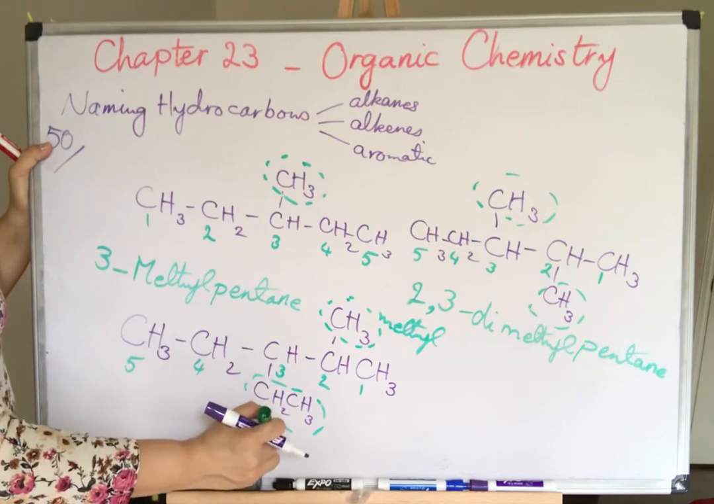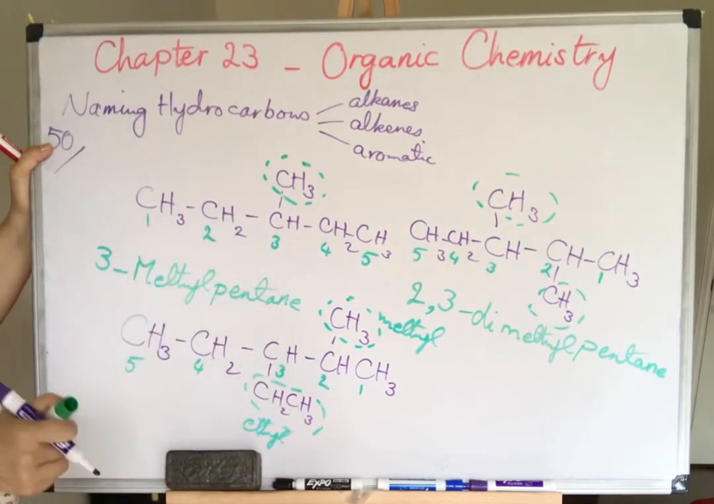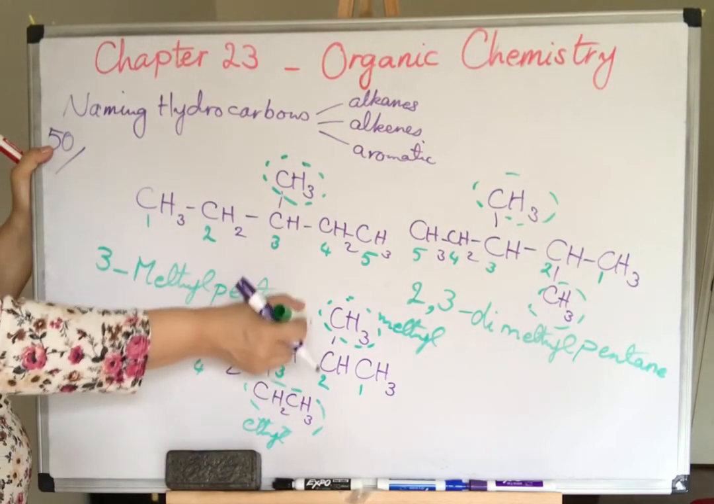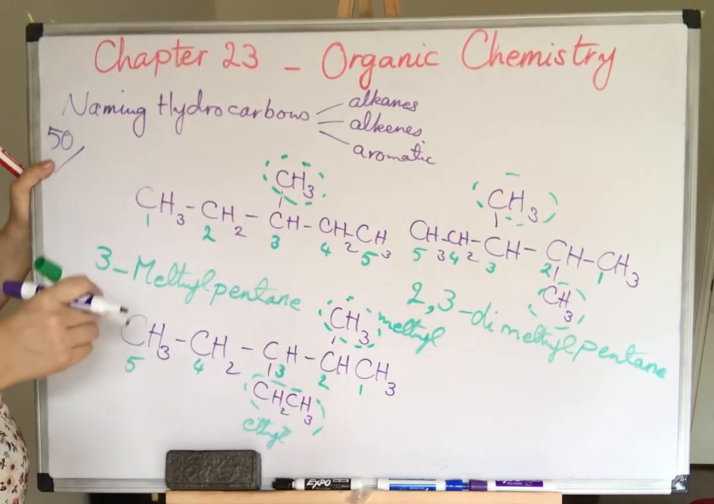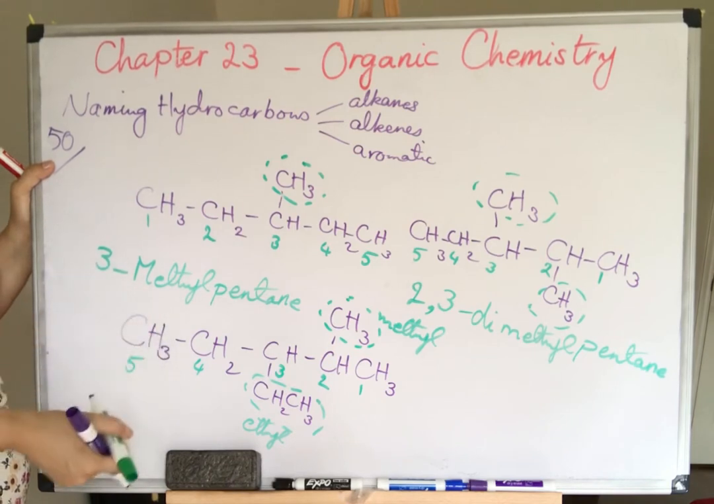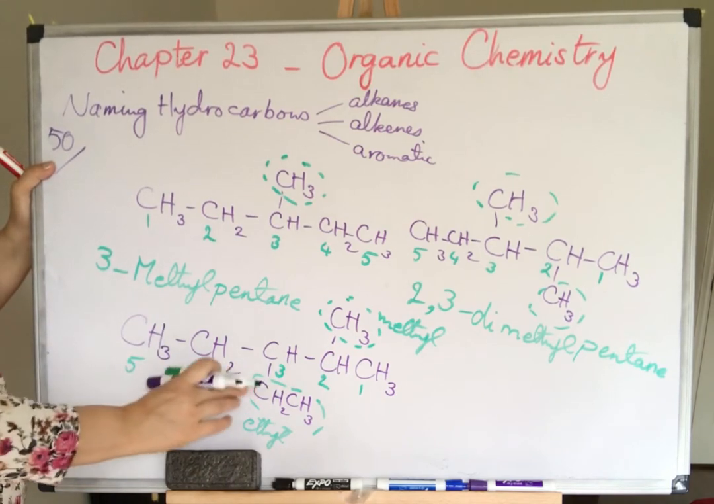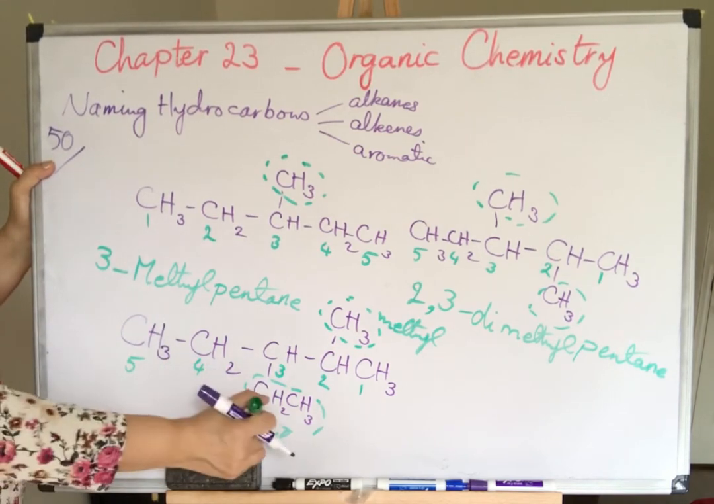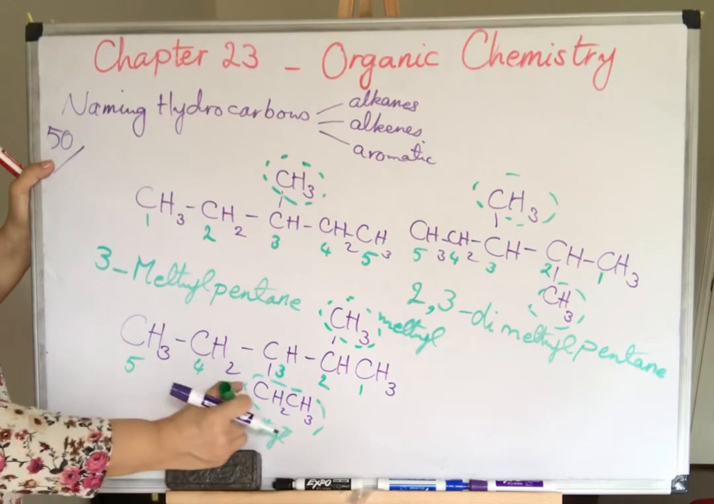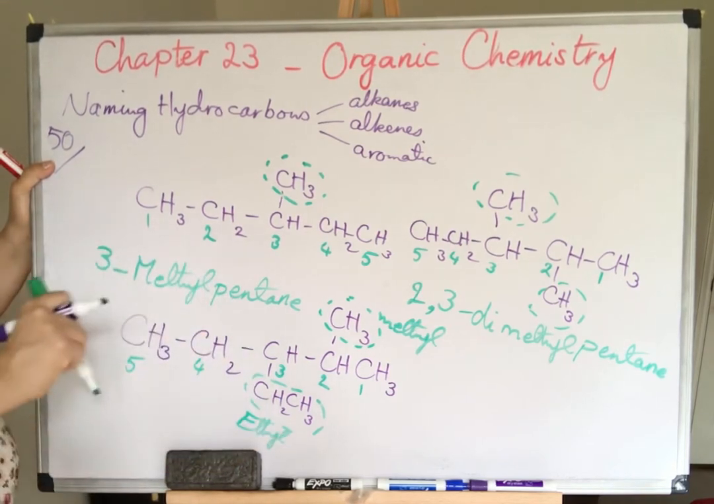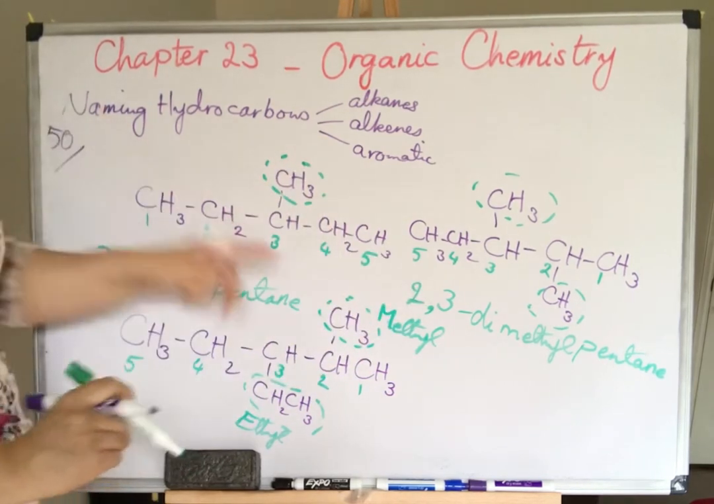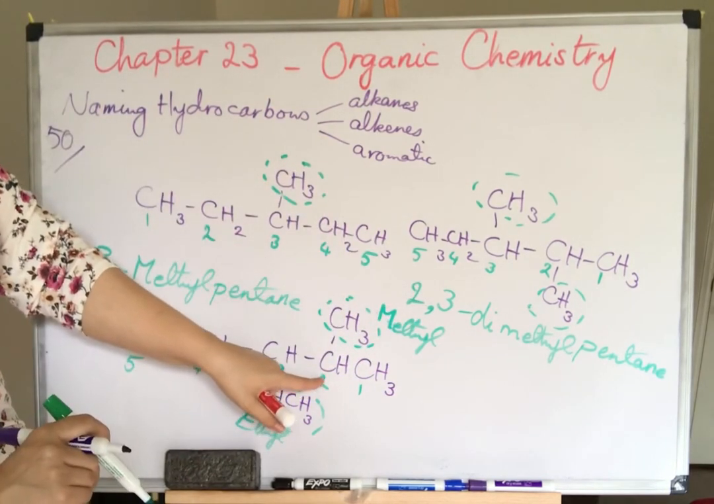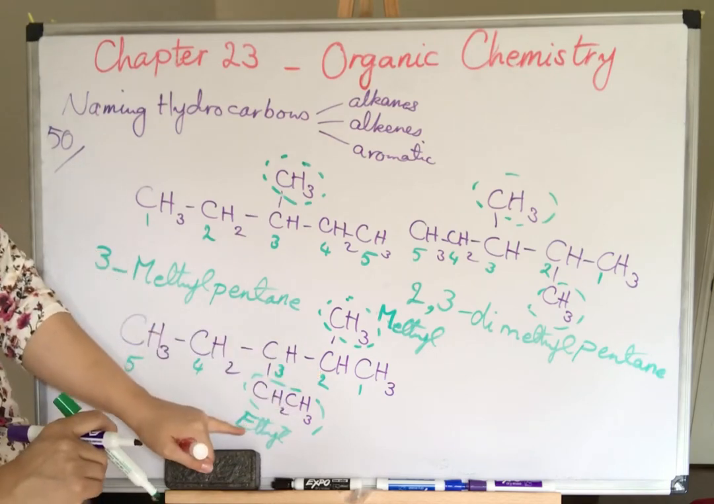There's an ethyl group. So, in numbering, you go by the closest to the branch. But in naming, we have to go with the alphabetical order. So which one comes first? E from ethyl or M from methyl? I'm sure you would say E from ethyl. So although methyl comes first by the number, you need to name ethyl first.